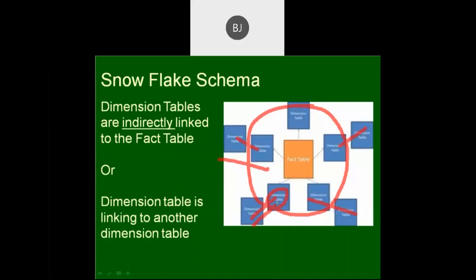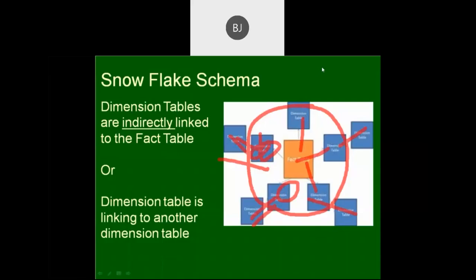So remember this point. Many people will ask you these questions. What is a star schema? Star schema means the dimension table is directly linking to the fact table. Okay, one dimension table is linking to the fact. So this is a star schema. But if you take one dimension table, at least one dimension table is linking to one more dimension table, this is what is called snowflake schema.